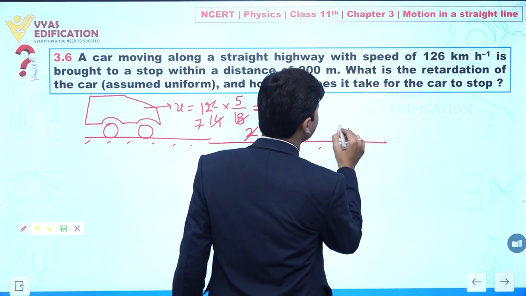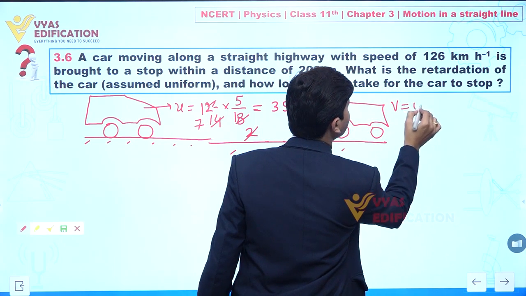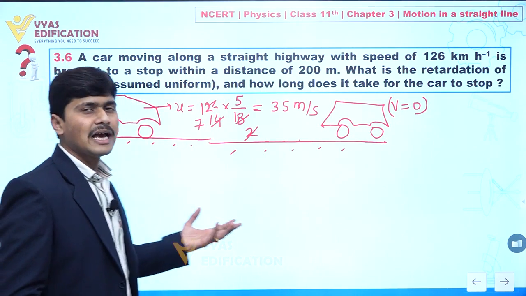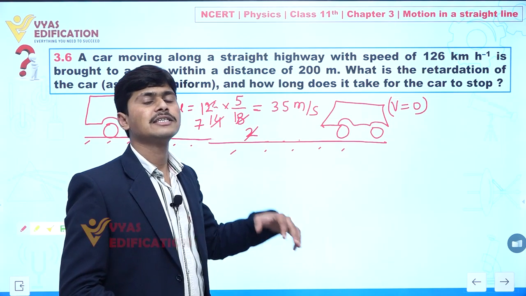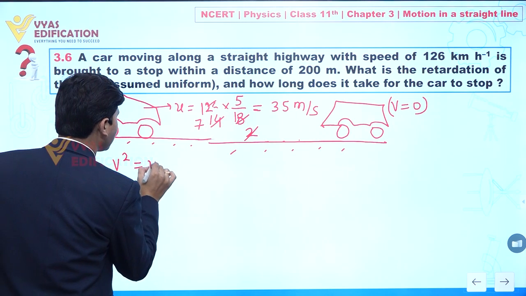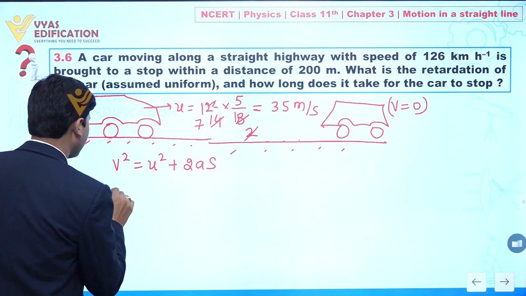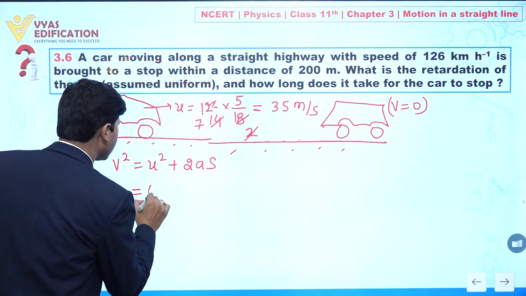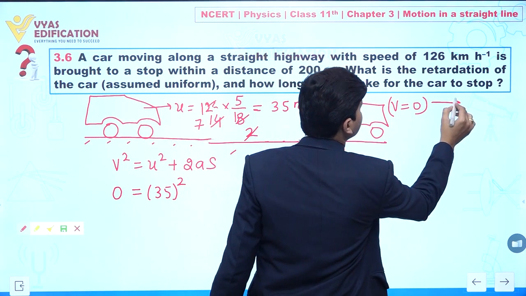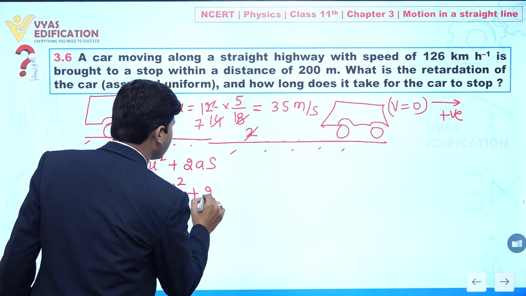It means if we have a car, the final velocity should be equal to 0. Clear? So definitely we are applying the brake so that this car comes to rest. We can write v square equals u square plus 2as. The final velocity is 0, the initial velocity is given as 35, whole square. We are taking this direction as the positive x axis. So we can write plus 2.